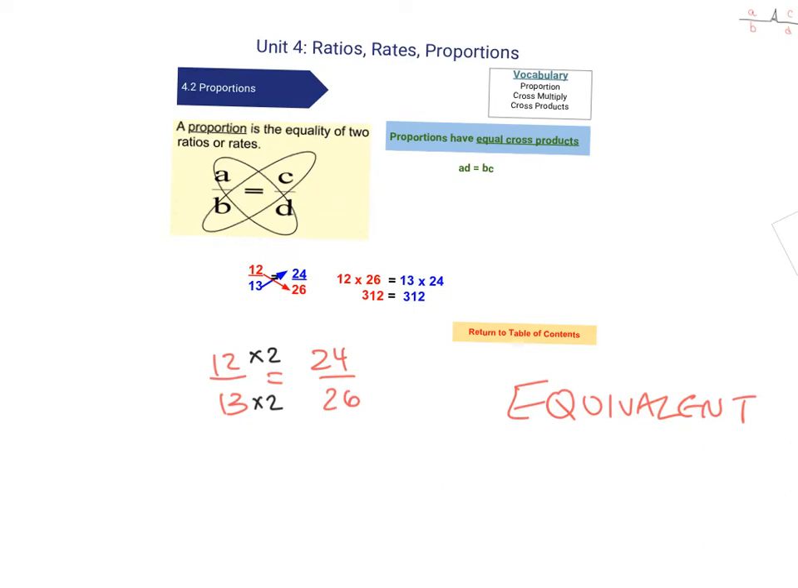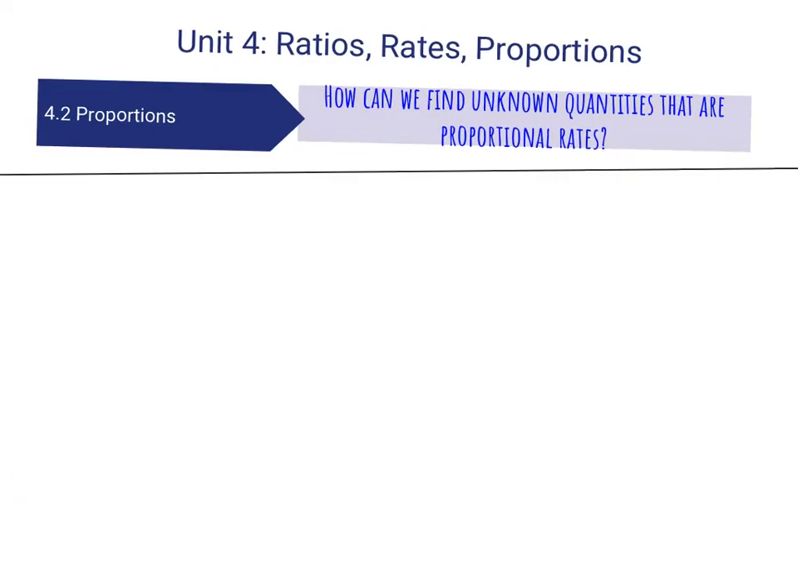So how can I use this in the real world? When we're trying to find unknown quantities that are proportional rates, we remember the fact that proportions have equal cross products. When you have two fractions that are equal to each other, it means they are in proportion. And if they are in proportion, it means that their cross products are equal.